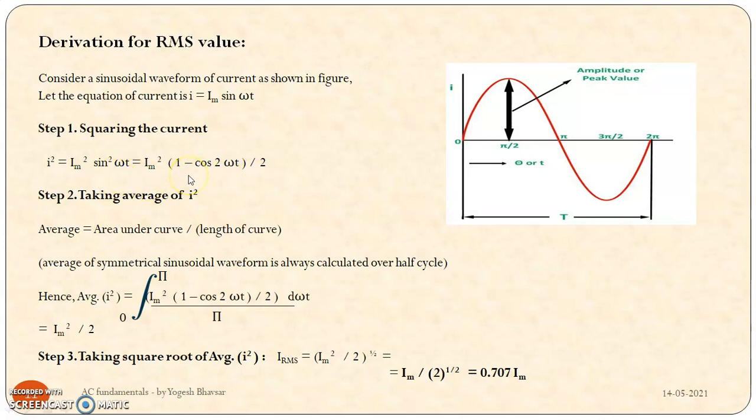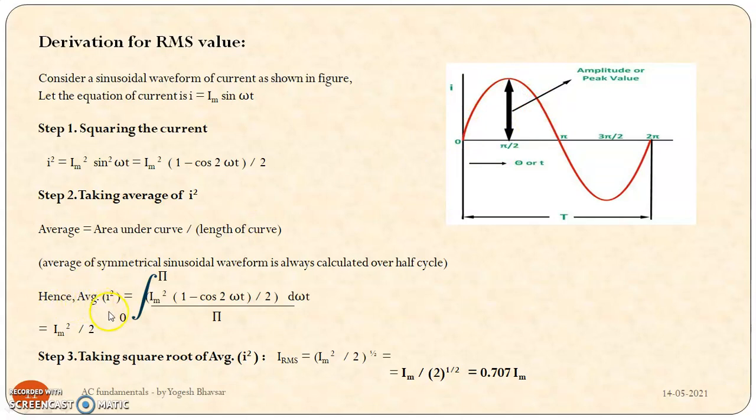Use it here. Then step 2, take the average of i square. To average this, we have the integration. By taking the average, we take the area under the curve divided by the length of the curve. The average of a symmetrical sinusoidal waveform is always calculated over a half cycle, because if you calculate for the full cycle, the average will be 0, since the positive half and the negative half cancel out. So we only consider the positive half cycle.